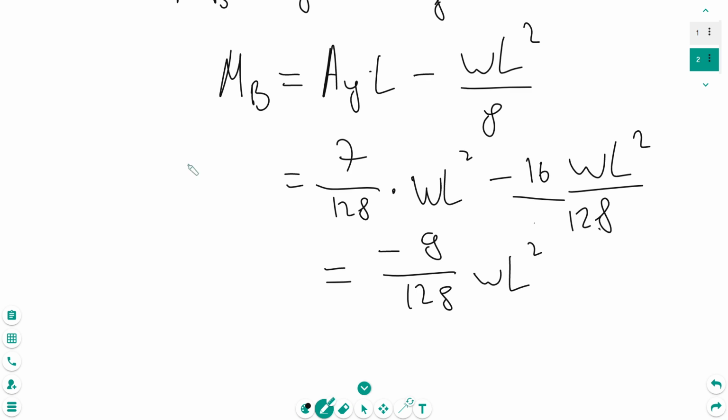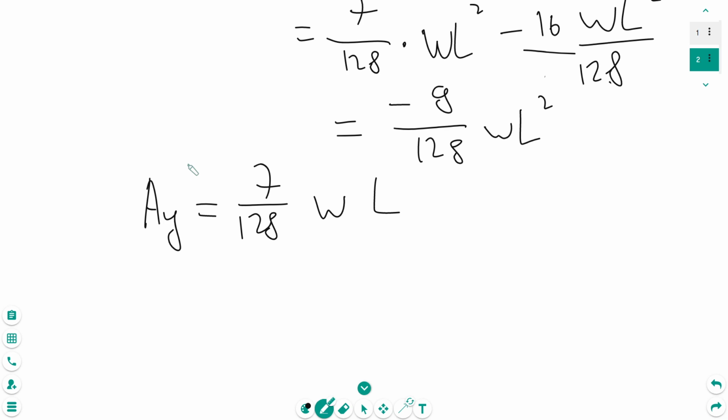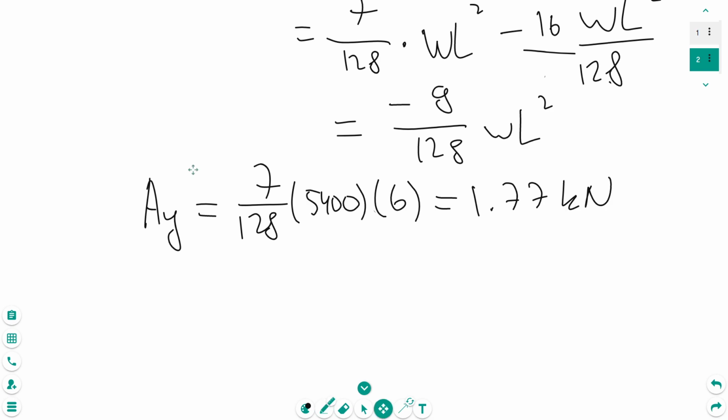Once I have found all of these relations for AY, BY, and MB in variable form, I can then use the initial conditions in the setup of the problem to solve for these values. I saw that AY was equal to 7 over 128 times W times L, where W in this case is equal to 5,400 newtons per meter and L is equal to 6. I therefore get that AY is equal to 1.77 kilonewtons.